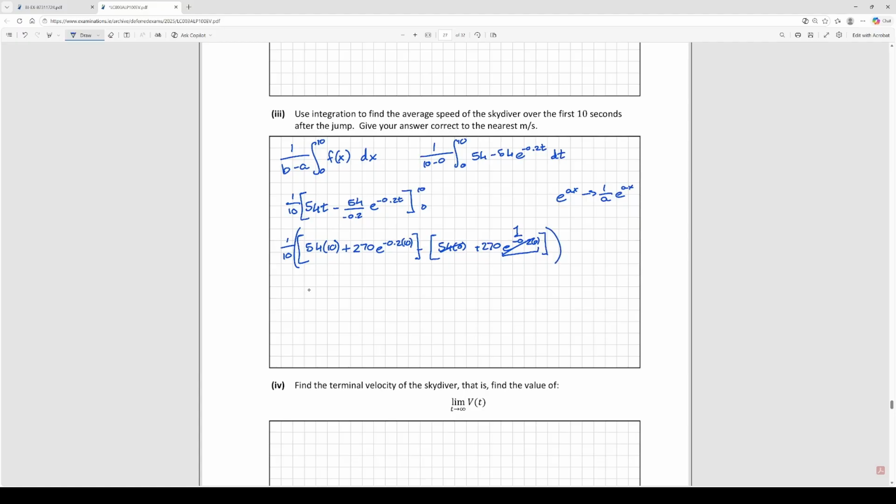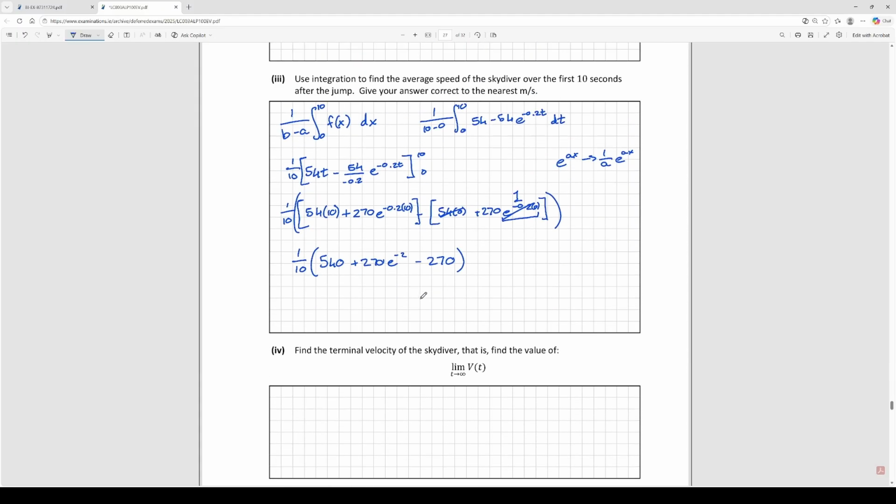Now give your answer to the nearest meter per second. So it's going to be 1 over 10 multiplied by 540 plus 270 e to the minus 2, minus 270. I'll let you just try that in your calculator and get the answer.